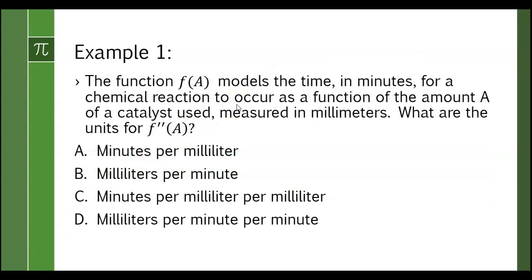It says the function f of A models the time in minutes for a chemical reaction to occur as a function of the amount A of a catalyst used, measured in milliliters. What are the units for f double prime of A? So go ahead and read example 1 and 2 and pick your choices.